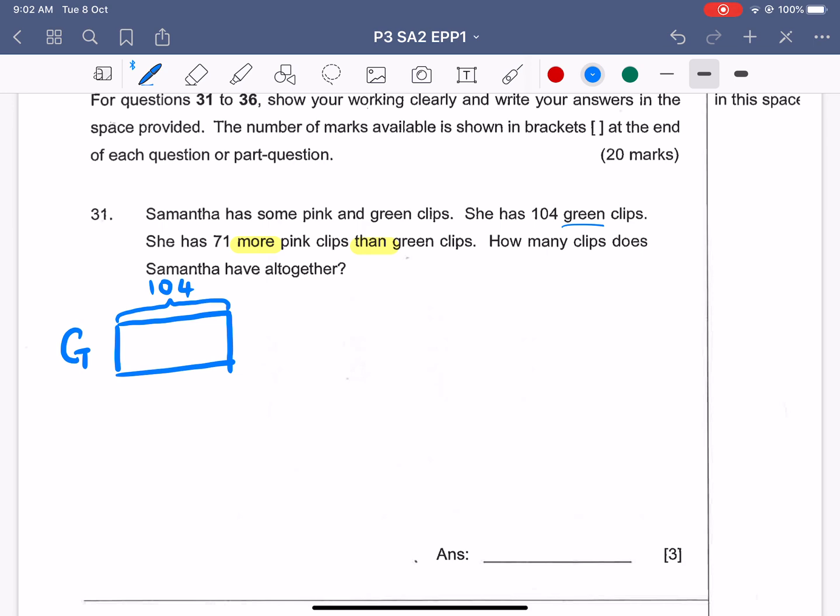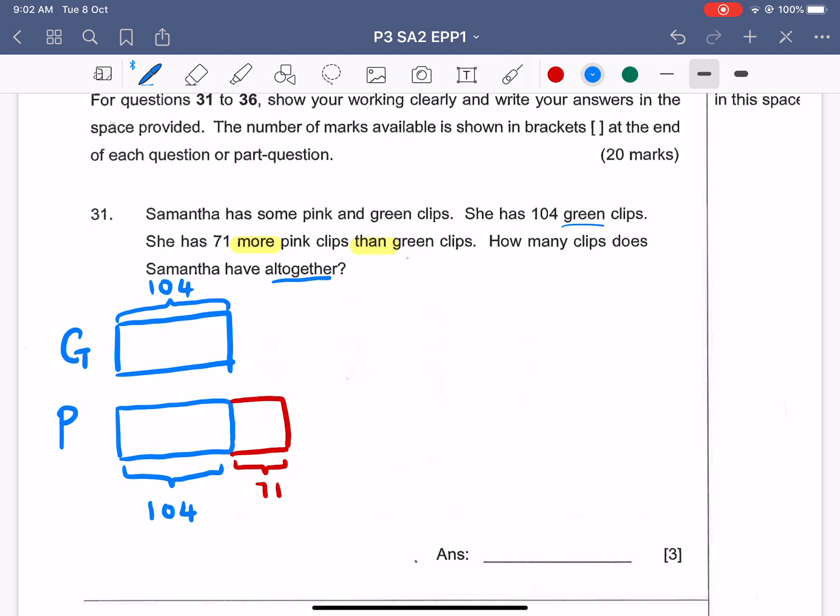Now, reading on the story, she said that she has 71 more pink. It seems that for pink color, she has more than the green. More by how many? She's going to have 104 as well, and on top of the 104, she has another 71. Okay, so this is 71 extra, but this is 104. So how many clips does Samantha have altogether?